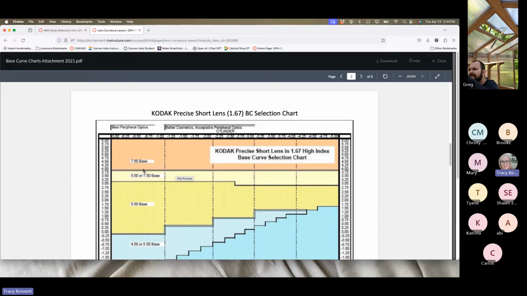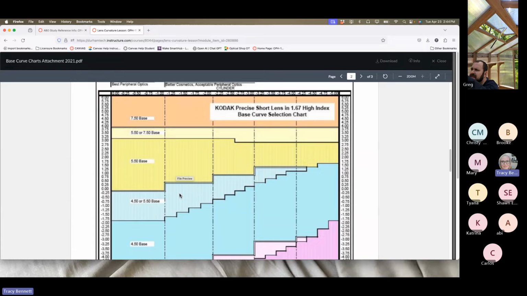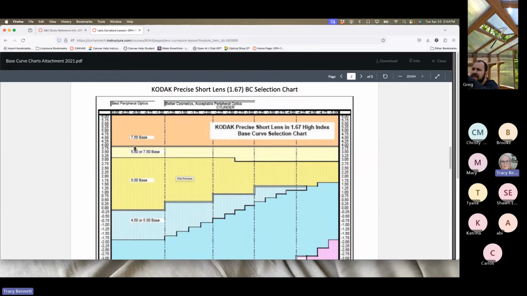Okay. And if you see the double line here, yeah, it looks like a solid gray line, but I think that's just the distortion. Anyway, so this one's the double line right here. And if I wanted to go with a better cosmetic appearance, then it's telling me that I would go with a 750.